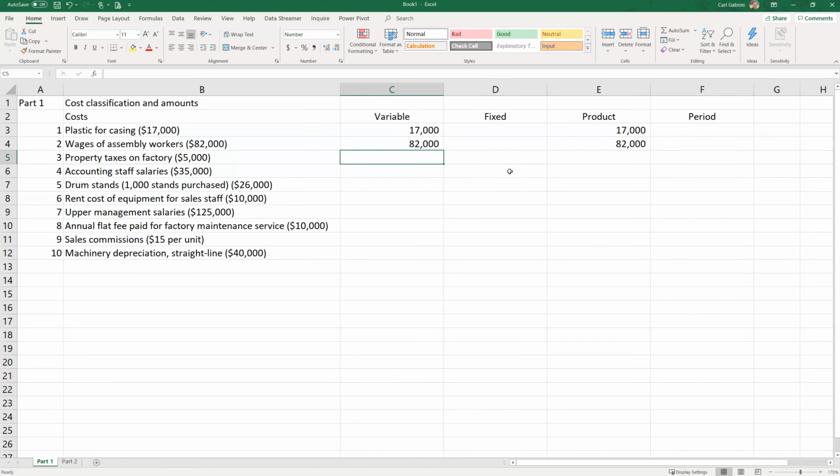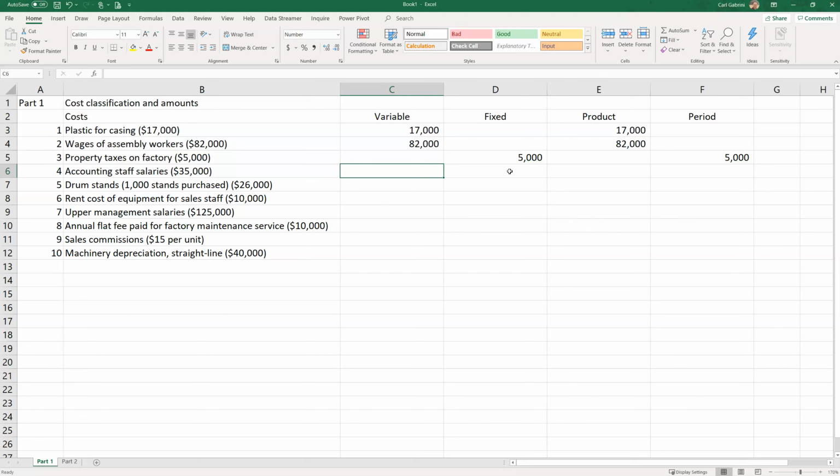Now, what about property taxes on the factory? Well, this is a manufacturing cost, but is it going to vary with production? Well, no, it won't. So it is definitely a fixed cost. And is it a product or period cost? Well, the property tax is tied to the building and not to the drums. And therefore, it's an annual expense, and so it's tied to the period instead. You kind of have to look at these costs and decide what the nature of the cost is. You almost have to quiz yourself.